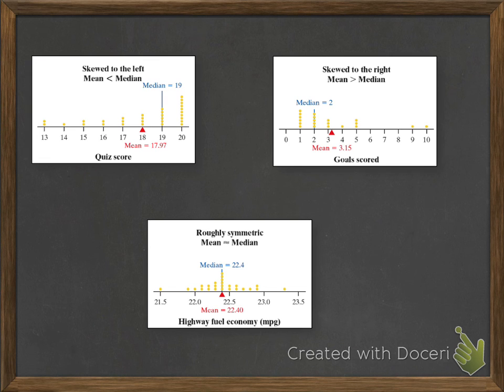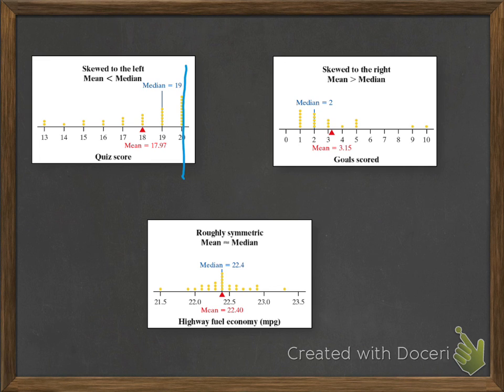If you look at the first set of data, the quiz scores, what's the highest score you can get on this quiz? It's a 20. That's a natural cutoff. That's why we're not going to get stuff on the right. We can go far to the left, but we're not going to go to the right of 20. So because there's that natural cutoff at 20, you're skewed to the left.